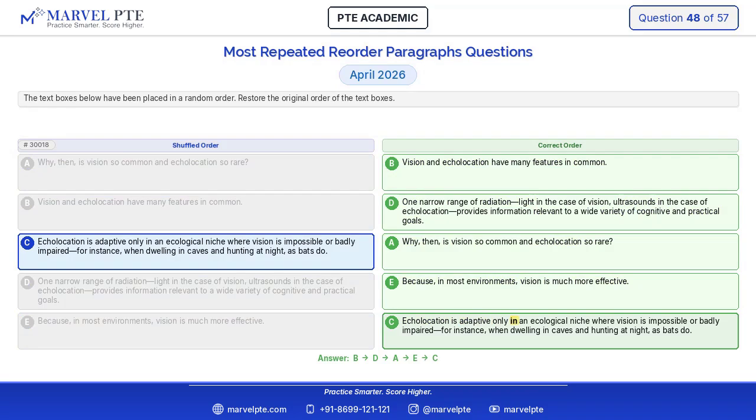Echolocation is adaptive only in an ecological niche where vision is impossible or badly impaired, for instance, when dwelling in caves and hunting at night, as bats do.